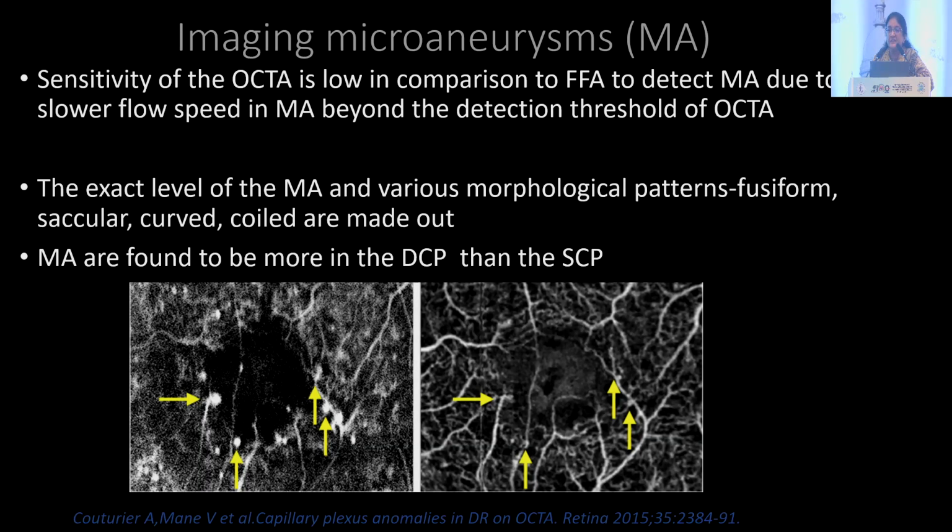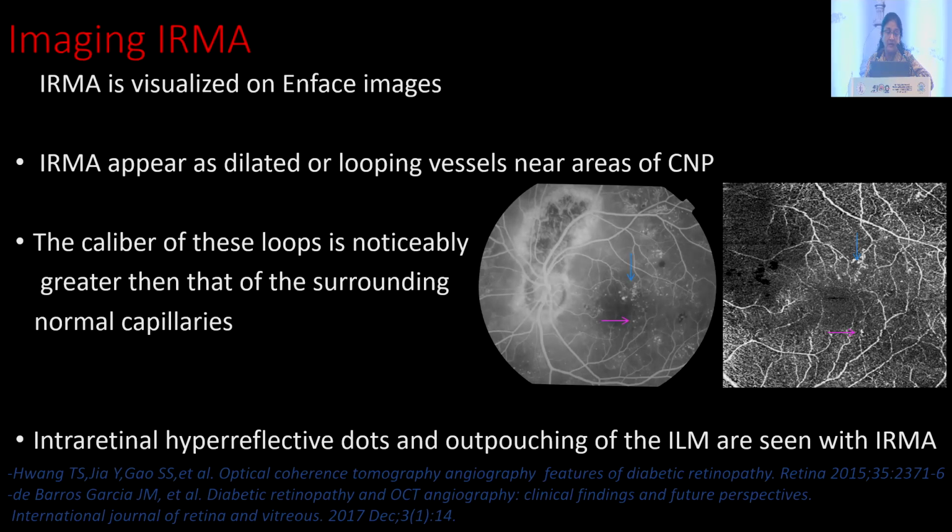Microaneurysms, of course, are a feature of DR, which is basically a slower flow speed pathology, and therefore it is better picked up on a fundus fluorescein angiography rather than on an OCTA. And that is how we need to understand that both FFA and OCTA are going to be basically complementing each other.